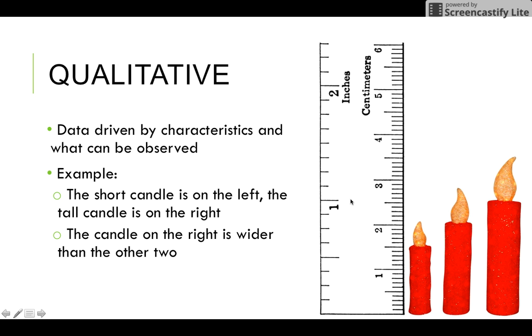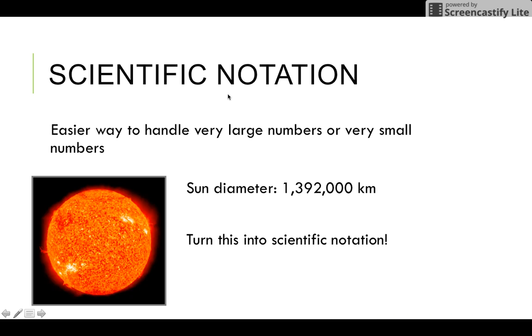Now, if we compare that to qualitative, that means that it's data driven by the characteristics and what you can observe either by your eye or by your senses, which include your sight. So here, the 3 candles are red. The one in the middle is medium height. Things like that, which don't include any numbers, are qualitative. And here I remember that there's an L in qualitative, and for me, L means letters. So that means words.